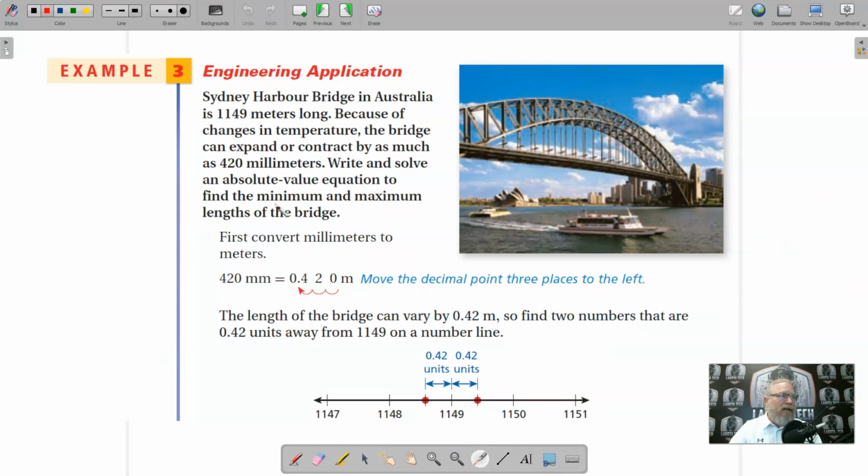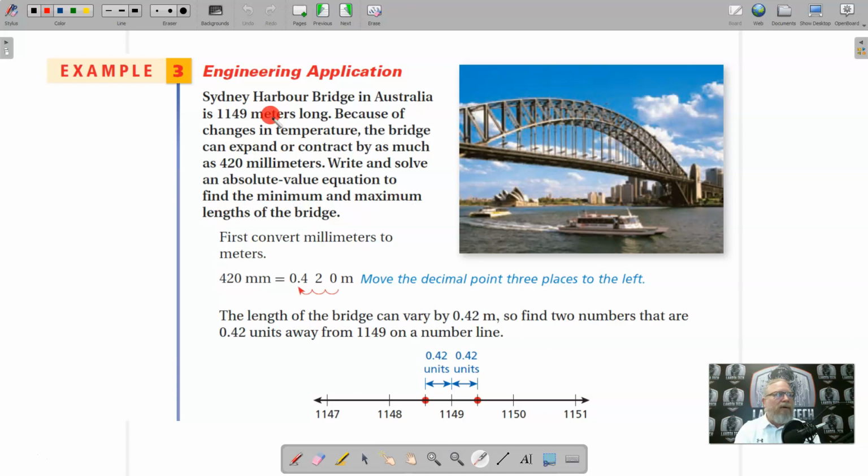So here's example 3 about the engineer application. Sydney Harbour Bridge in Australia is 1,149 meters long. Because of changes in temperature, the bridge can expand or contract by as much as 420 millimeters. Write and solve an absolute value equation to find the minimum and maximum lengths of the bridge.